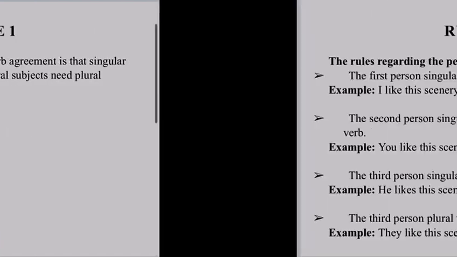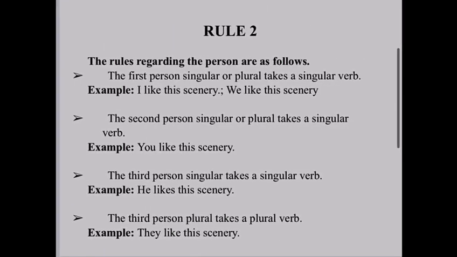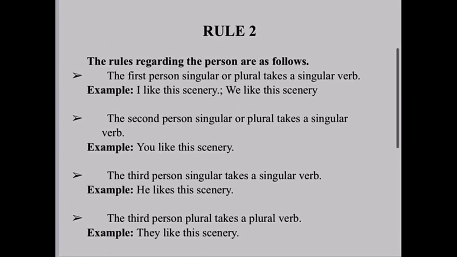Moving forward to the next set of rules. The rules regarding the person are as follows. If the first person, which is generally I and we, is used in a sentence in a singular or plural form, the verb will always be singular. Examples, I like this scenery or we like this scenery. If the second person, that is you, is used in a singular or plural form, the verb here again is in the singular form. Example, you like this scenery.